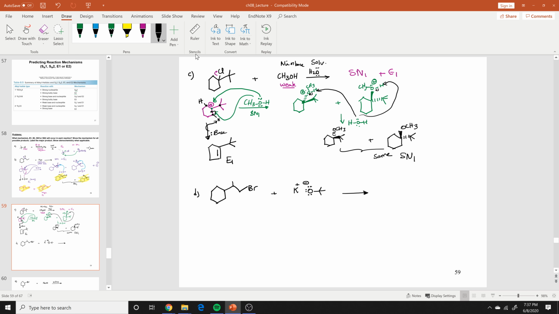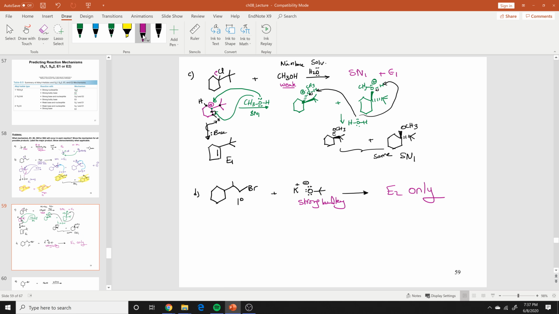That's it. This is a primary alkyl halide. This is a strong, bulky base. If it is a strong bulky base, then that bulky base is going to attack as a base, not a nucleophile. So the mechanism is going to be E2 only.